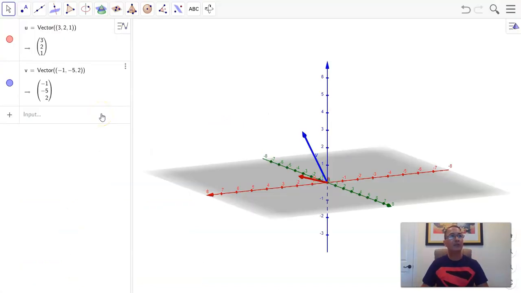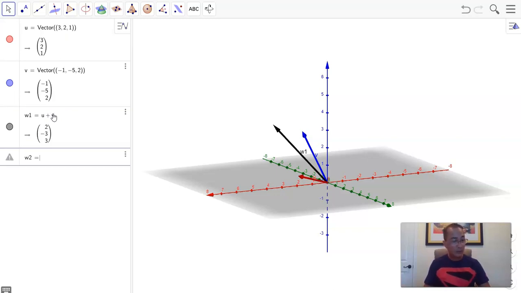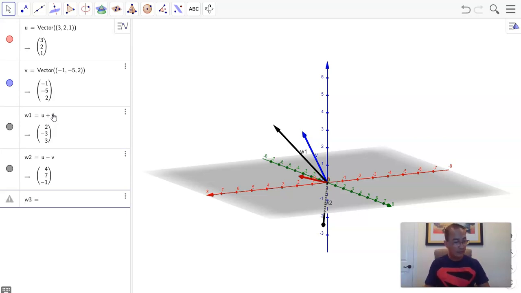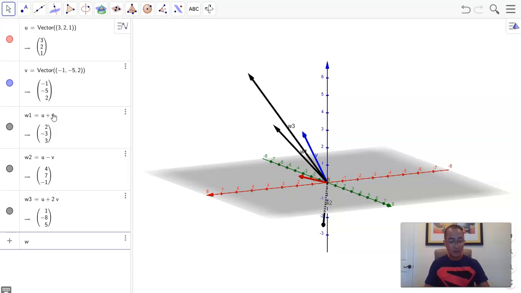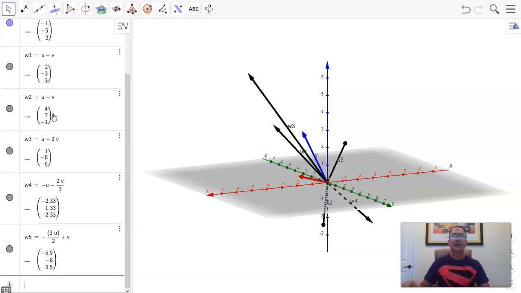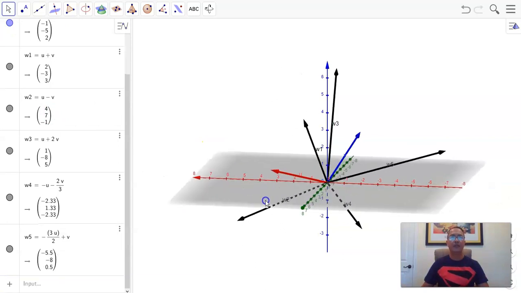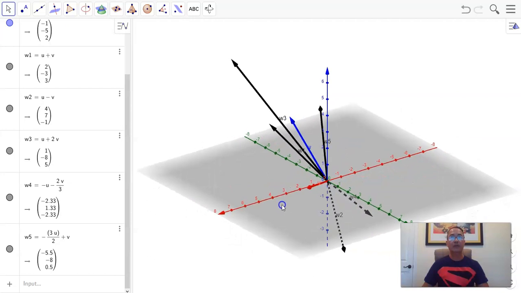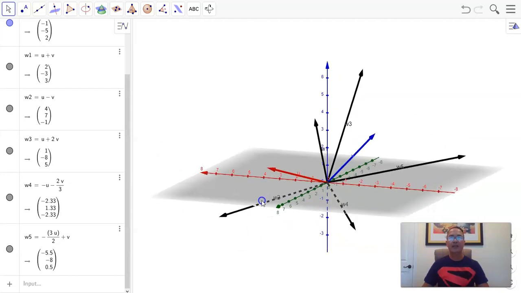Okay, so here's a new copy of GeoGebra, and I've gone ahead and input our u and v, and they're in red and blue. So let's make some linear combinations. We have w1 equals u plus v, w2 equals u minus v, w3 equals u plus 2v, w4 equals minus u minus 2v over 3, and then w5 will be negative 3u over 2 plus v. Okay, so you have 5 linear combinations of these vectors along with the 2 original vectors. And again, they look like they're pointing in random directions.